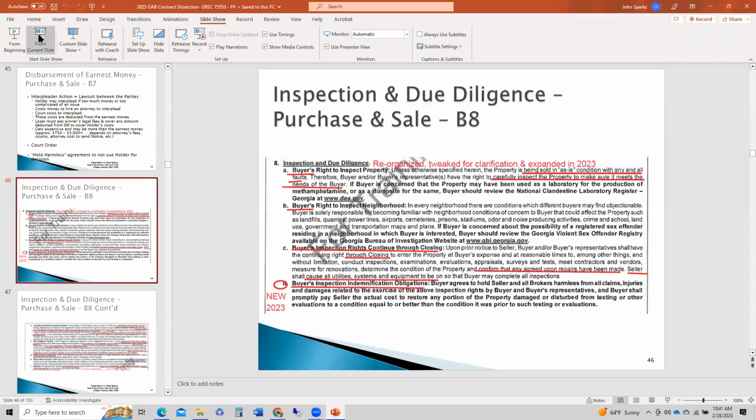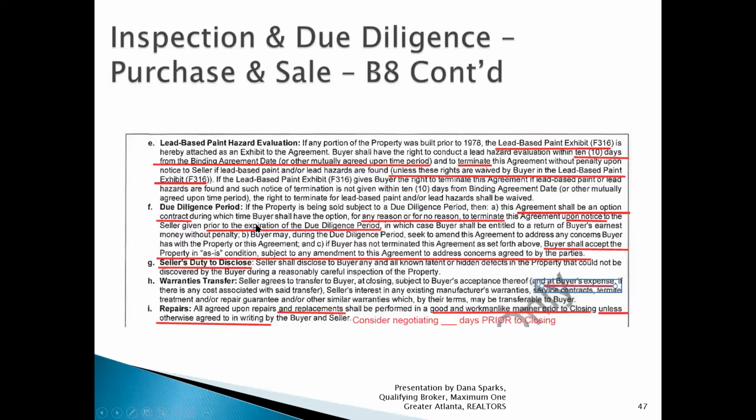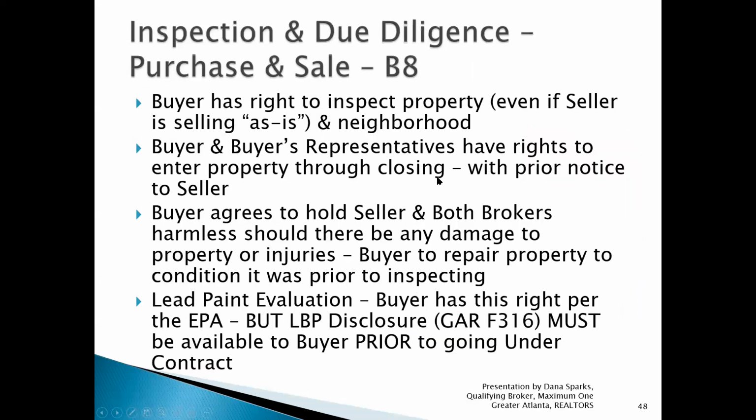So here we go. Again, this is just cut and paste from the contract I just showed you, all of the underlines and all of the separate paragraphs. But basically, the buyer in the contract has the right to inspect the property and the neighborhood, even if the seller is selling it as is. And the buyer and buyer's representatives have rights to enter the property through closing because they're going to want to do a walkthrough. But you have to give notice to the seller.